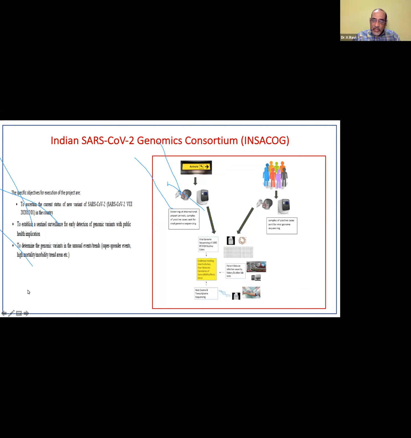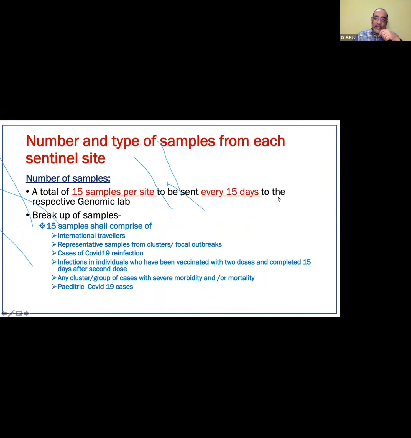Point number two, sequencing is very expensive. It cannot be done in all RT-PCR labs. The most important requirement for sequencing is expertise in interpreting the large amount of data that is generated. So it is exacting and it requires expertise.